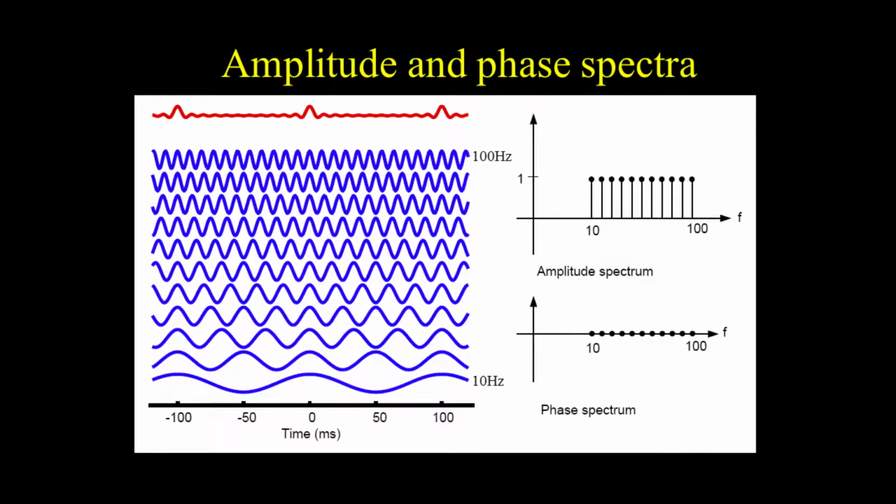In this figure, 11 individual cosine waves of equal amplitude and 0 phase are added to produce the periodic narrow pulse shown on the top trace. The amplitude spectrum of the pulse consists of a series of lines of equal amplitude at frequencies of 10, 20, all the way up to 100 Hertz. This series of lines is plotted here. The phase spectrum is 0 for each frequency.